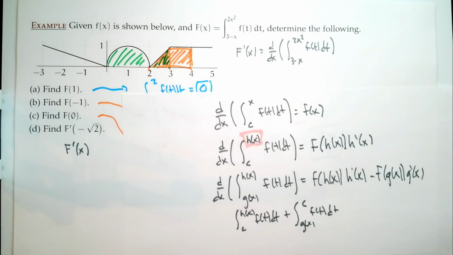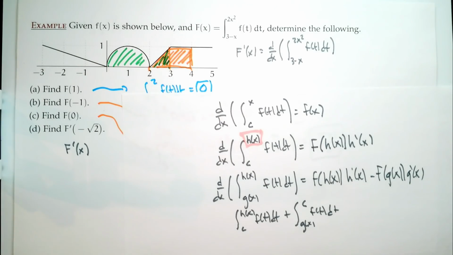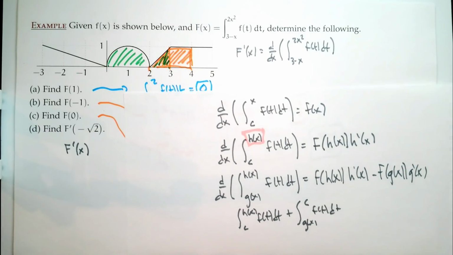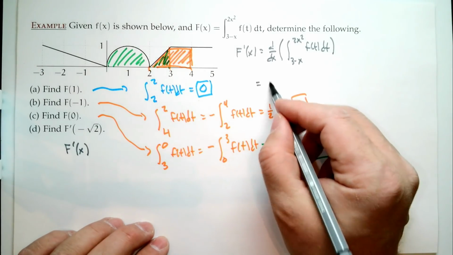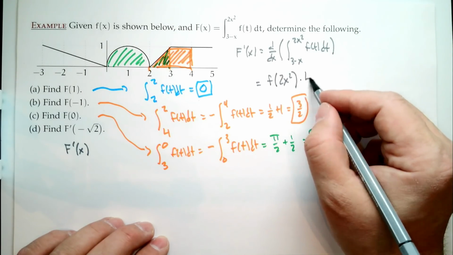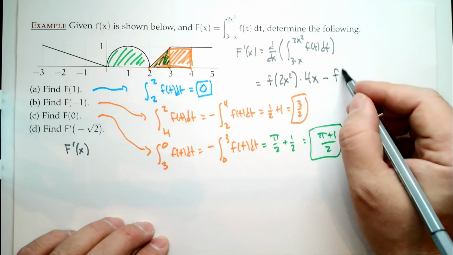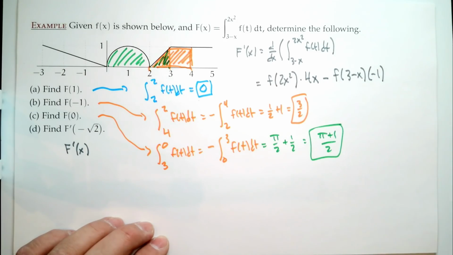So if you see anything where you have an integral and you see functions in your limits, almost certainly there's going to be a fundamental theorem of calculus coming in at some point. You shouldn't be surprised, and you should know how to do it. In particular, if you memorize this, you can do anything. So here we go. What does it say? Well, it says this is f of, plug in the top part, 2x squared, times the derivative of the top, which is 4x, minus f of, plug in the bottom part, 3 minus x, times the derivative of the bottom part, which is negative 1. And for right now, that's as far as we really need to simplify.